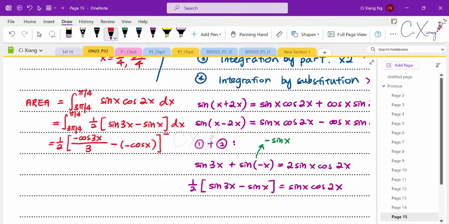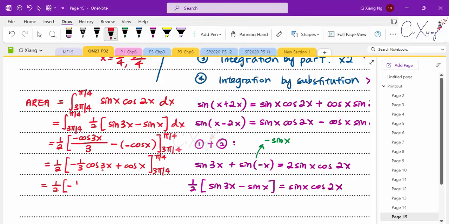Okay, then substitute in the value pi over 4 and also 3 pi over 4. Okay, so next step, I try to simplify my expression first before I substitute in the limit. Okay, so let's start the substitution.